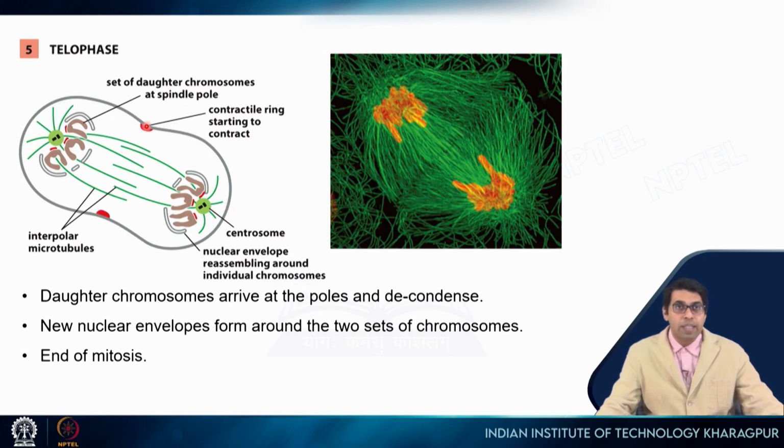In the last phase, the daughter chromosomes arrive at the poles. So they are here. Now they will start decondensing. A new nuclear envelope starts building. You can see that the nuclear envelope is building. So there will be two nuclei, right, and that marks the end of mitosis.